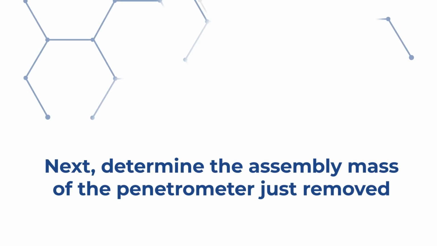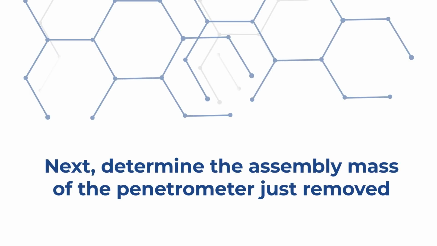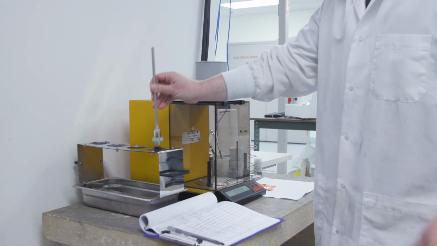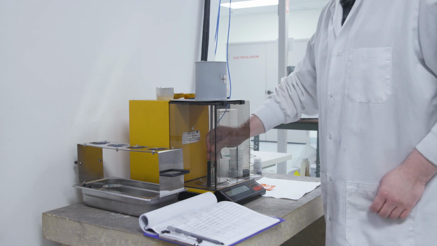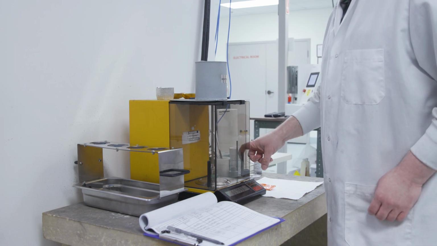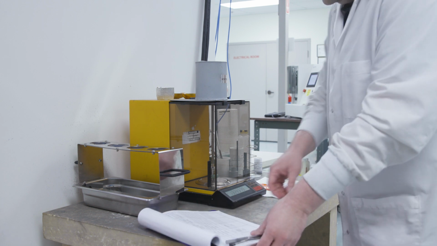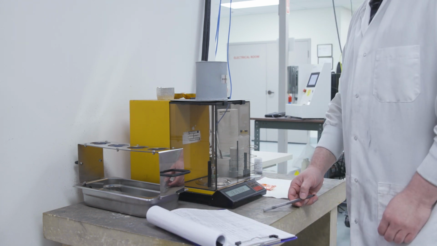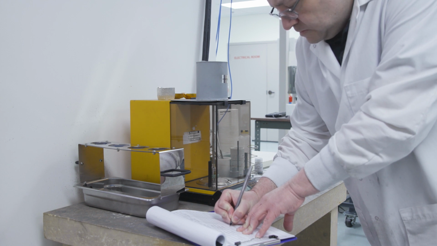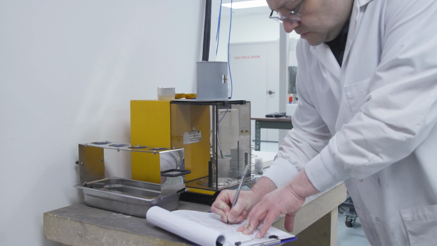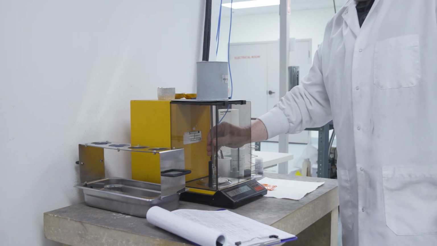The next step is to determine the assembly mass for the penetrometer just removed from low pressure. Since the penetrometer must be in the stem upward orientation, Chris will tare the balance and then set the penetrometer on its cap to determine the mass, which he records. This mass will be entered when we begin the high pressure analysis.